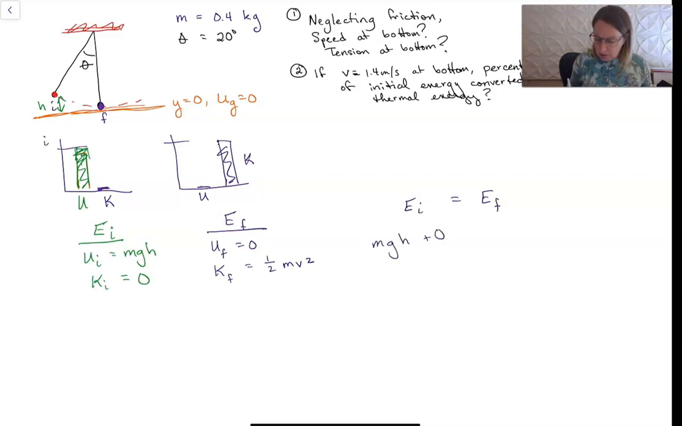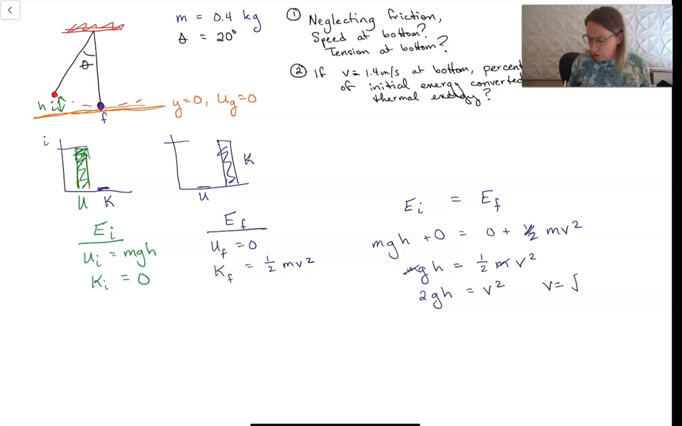mgh plus 0 is equal to 0 plus 1/2 mv squared, and that gives me mgh is equal to 1/2 mv squared. The masses cancel, and I can bring the 2 over. 2gh is equal to v squared, or v is equal to the square root of 2gh.